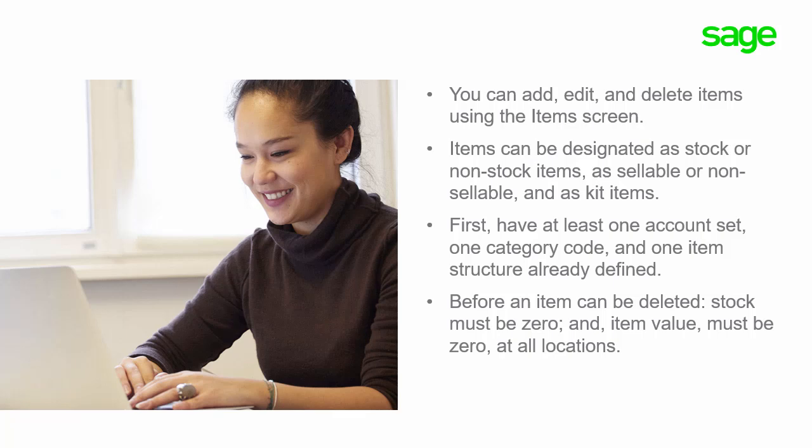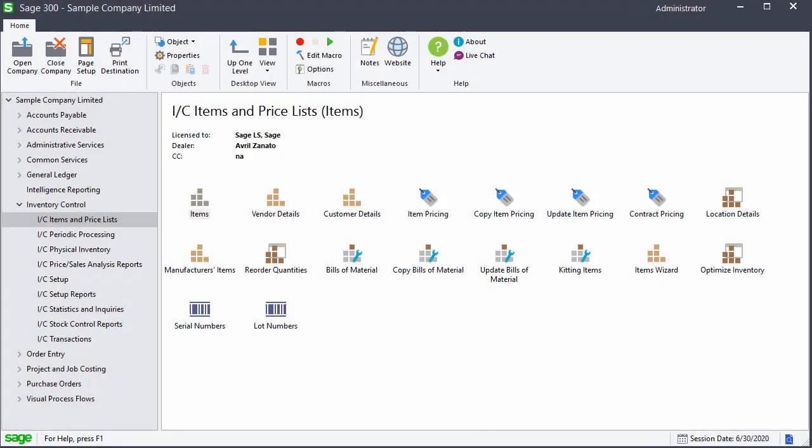Before an item can be deleted, the item stock must be 0 at all locations, the item value must also be 0 at all locations, and the item cannot be a master or a component item in a bill of materials or kit. Let's see how to add items in Inventory Control.